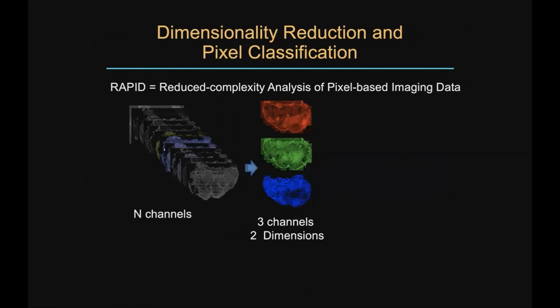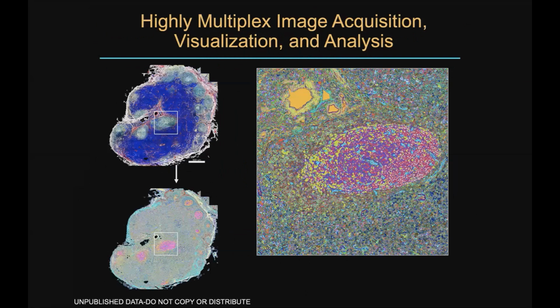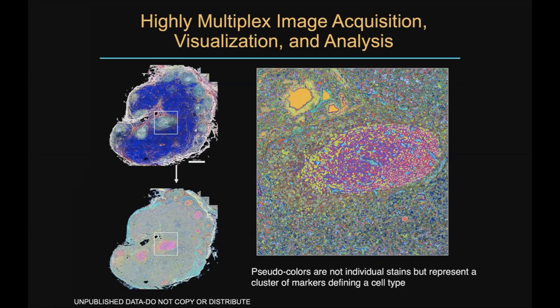machine learning algorithm that's based on compressing all the channels into 3 channels and grading them by intensity, so we can deal with dim or medium or bright cells. And this is a reversible algorithm, so we now can take that complex staining pattern I showed you, and we wind up with this pseudo-colored image where I have to stress the pseudo-colors are not individual fluorescent stains, but a cluster of markers revealing an individual cell type.